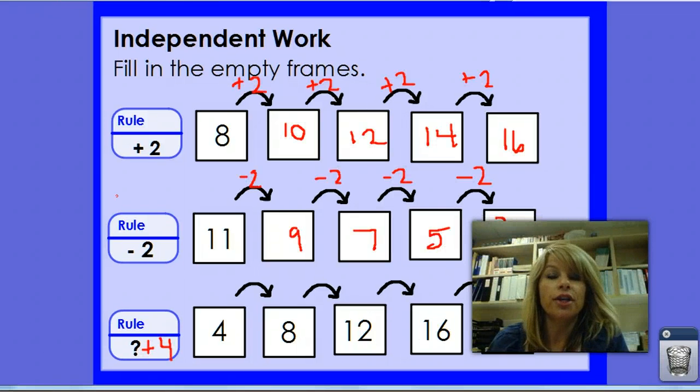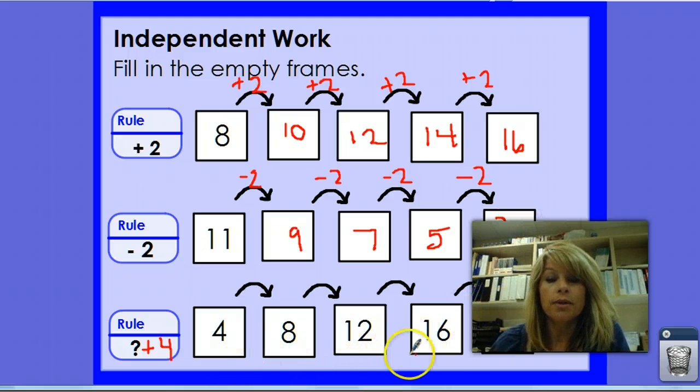All right, so let's check your work for these frames and arrows. The first frames and arrows problem has the rule plus 2. Starting with 8, add 2 more is 10, add 2 more is 12, 14, 16. Down here we have the rule as minus 2. 11 minus 2 is 9, 9 minus 2 is 7, 7 minus 2 is 5, 5 minus 2 is 3.